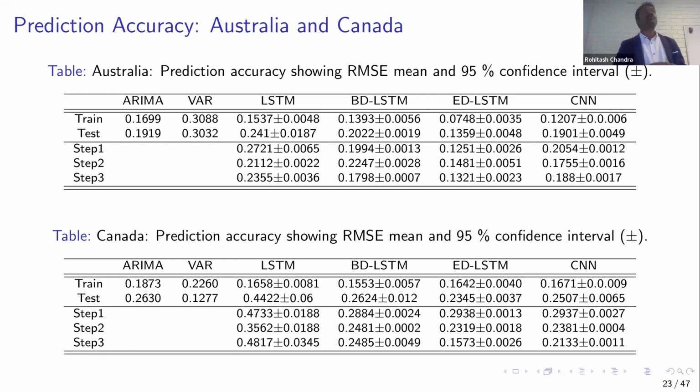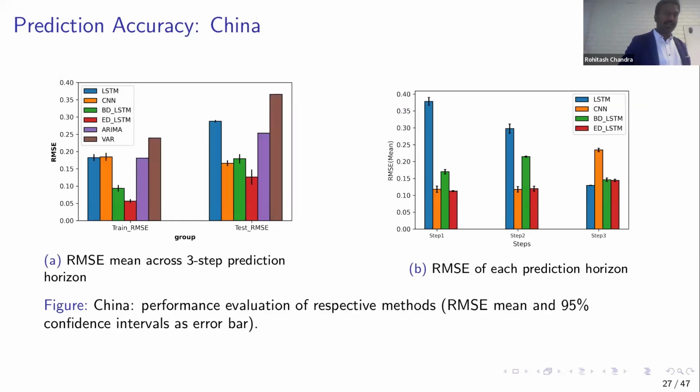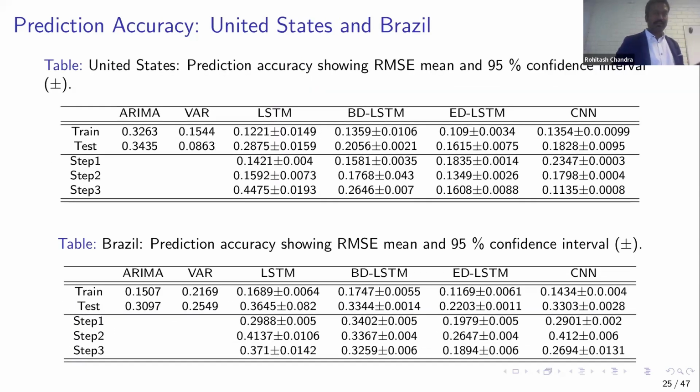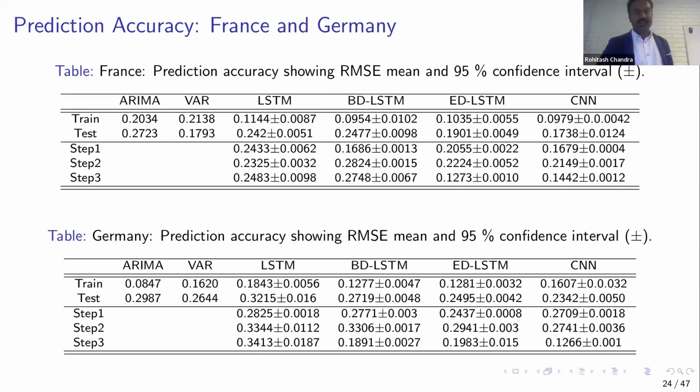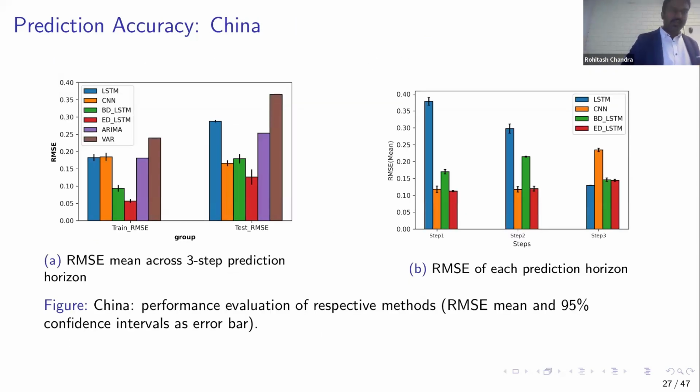The framework is general. We could bring many-to-many LSTM models in there. We could also, if you do it now, have data till 2024, and then make a prediction from 2025 to 2035. So we do similar things for the rest of the countries, the United States and Brazil, France and Germany, and so on, and India and Russia.